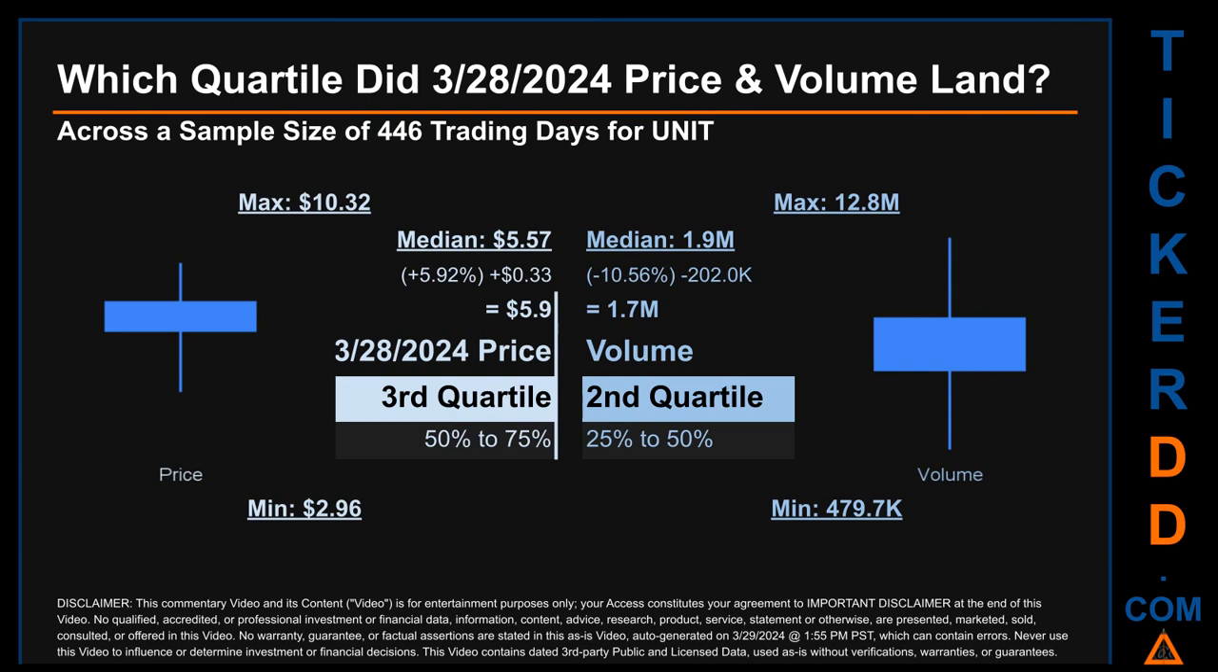Descriptively, UNIT has a median price of $5.57. Therefore, March 28, 2024 price was higher from that middle marker by 5.92%. The day's volume of 1.7 million was less than the median by 10.56%.